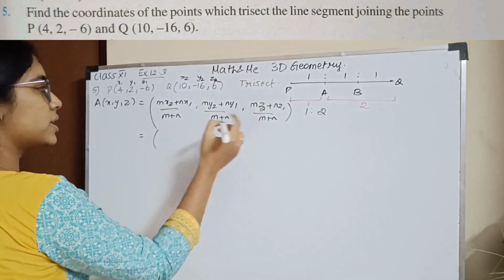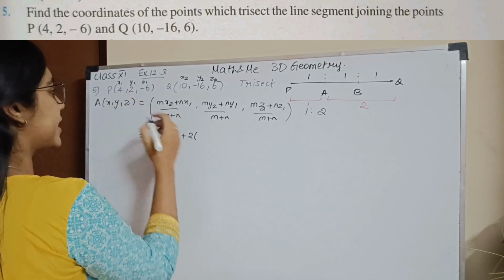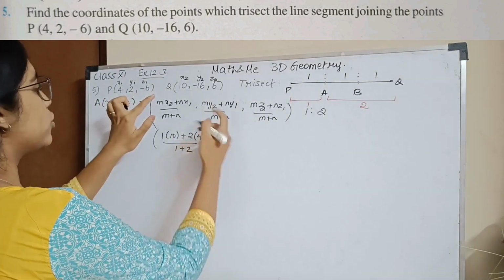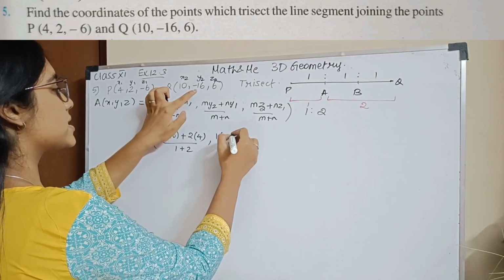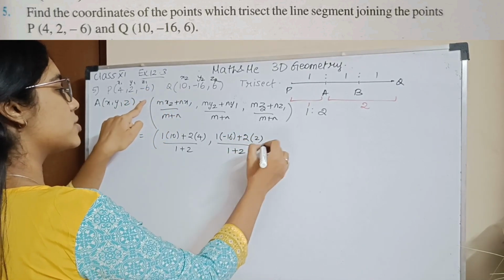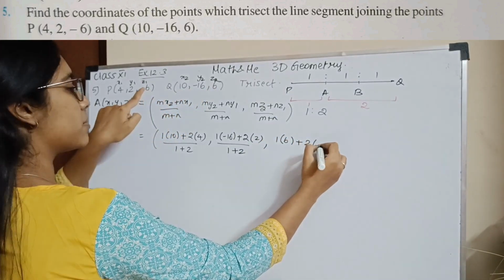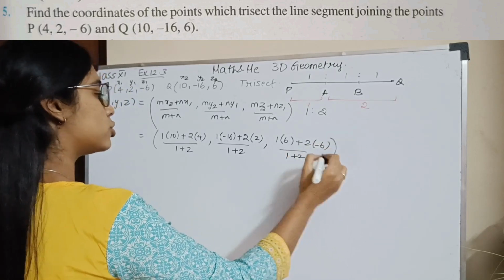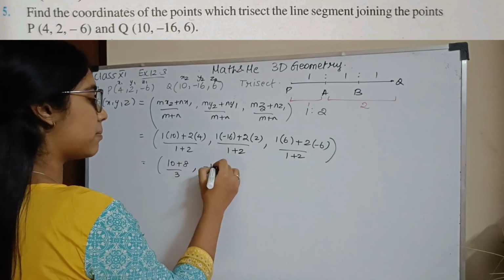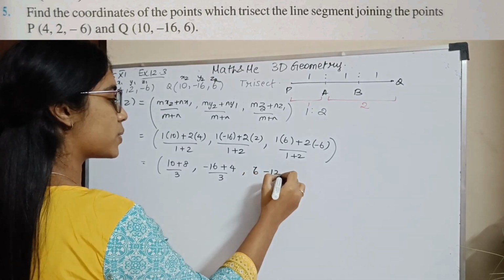Okay, so when I substitute, I have 1 times 10 plus 2 times x1, which is 4, divided by 1 plus 2, comma m y2, it will be 1 times minus 16 plus 2 times y1, which is 2, divided by 1 plus 2, comma m z2, 1 times 6 plus 2 times minus 6, divided by 1 plus 2. So what do I get? I have 10 plus 8 divided by 3, comma, minus 16 plus 4 divided by 3, comma, 6 minus 12 divided by 3.